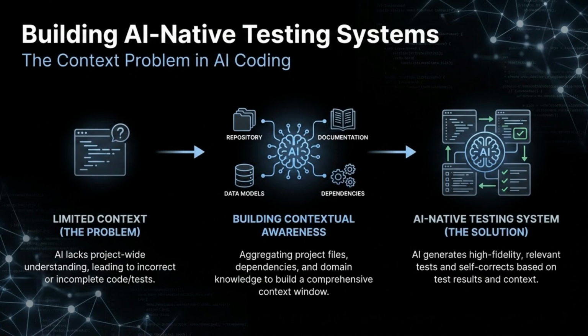Welcome to this video on building AI native testing systems, focusing on the context problem in AI coding. When AI generates code, it often lacks project-wide understanding, resulting in incomplete or incorrect code.